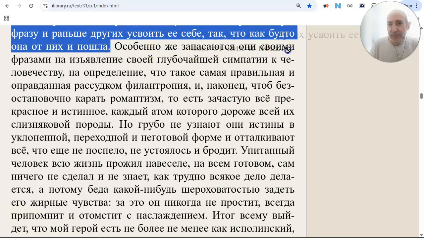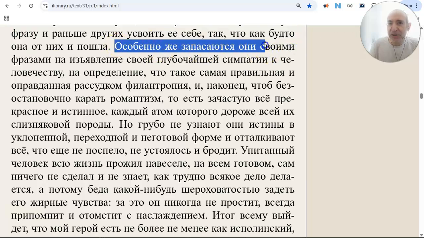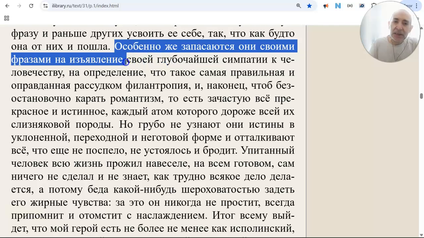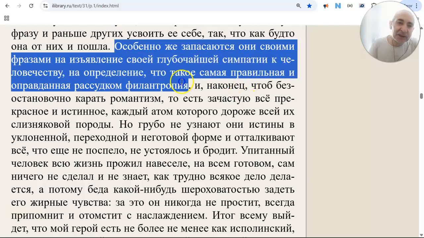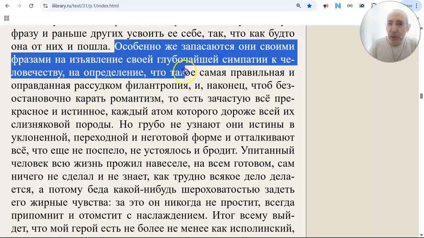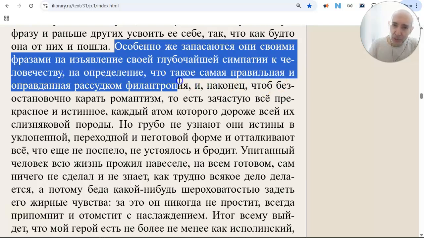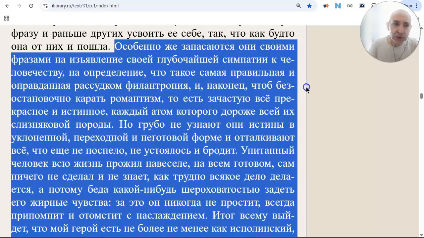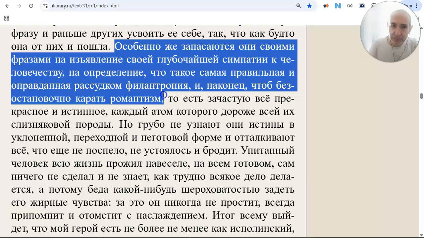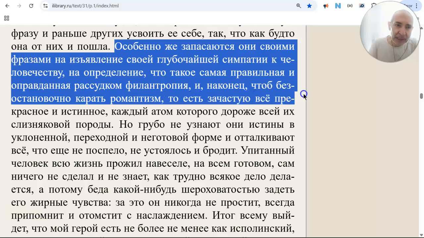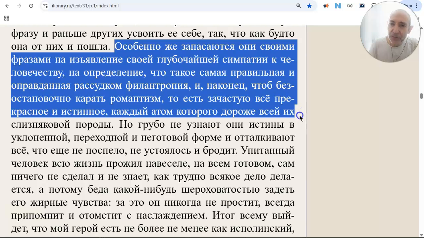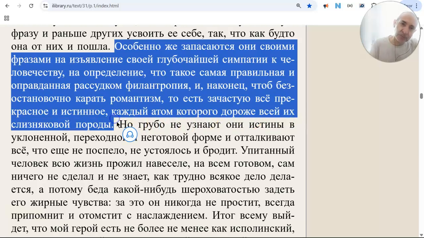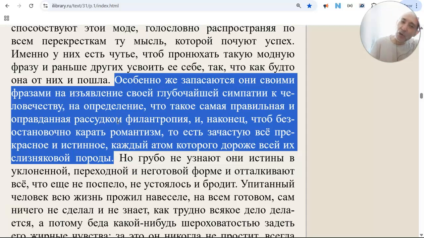Особенно же запасаются они своими фразами на изъявление своей глубочайшей симпатии к человечеству, на определение, что такое самое правильное и оправданное рассудком филантропия, и, наконец, чтобы безостановочно карать романтизм, то есть зачастую все прекрасное и истинное, каждый атом которого дороже всей их слизняковой породы. Okay, so that's one of those long sentences by Dostoevsky that takes a long time. Might take a whole lesson, but we'll do that.